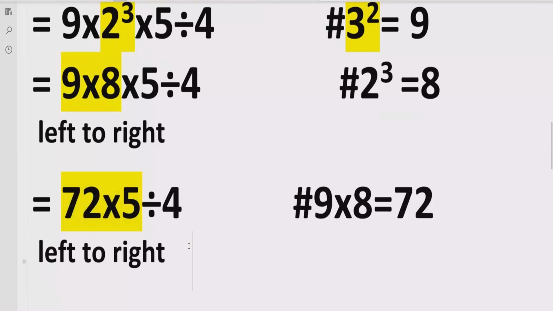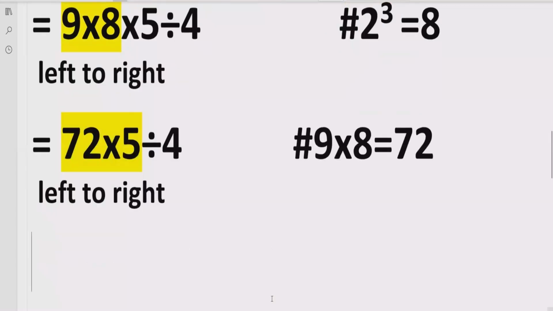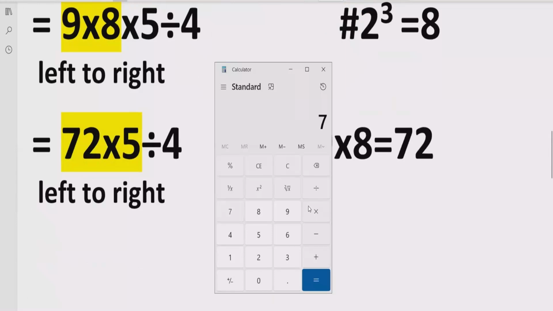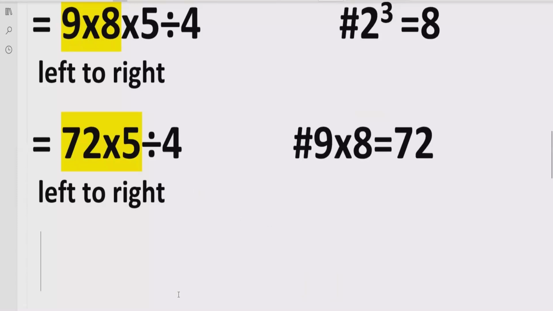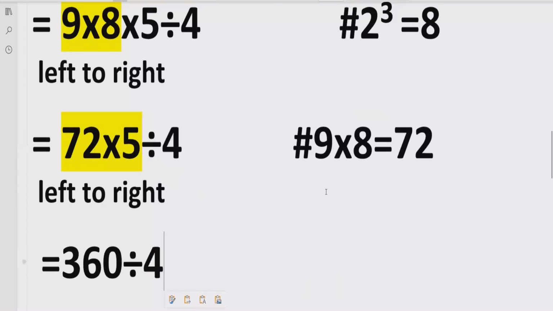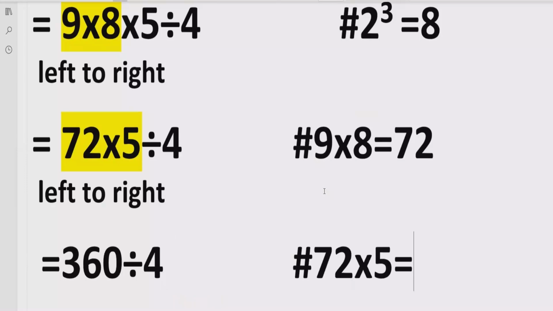So we will multiply 72 by 5, which equals 360. So we have 360 divided by 4. We will write as it is. And here we will give the reference: 72 multiplied by 5 equals 360.